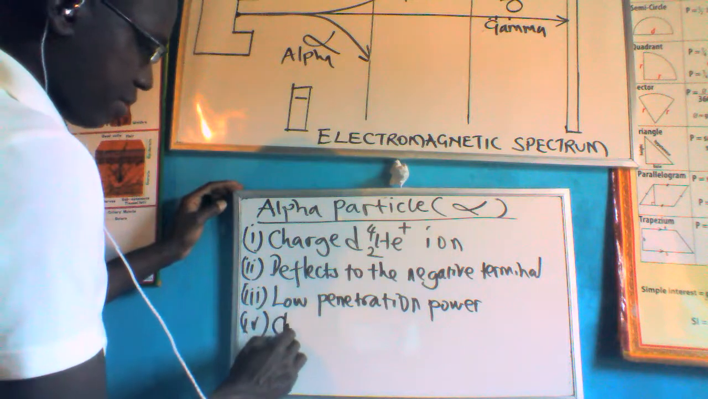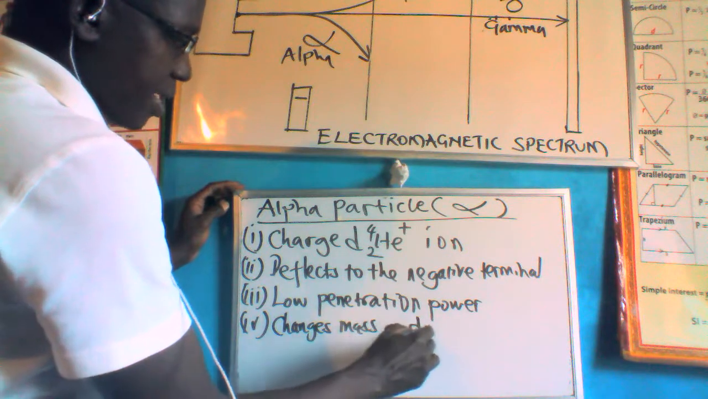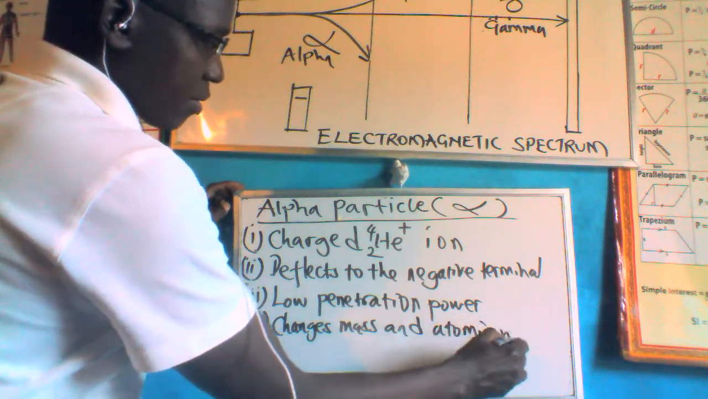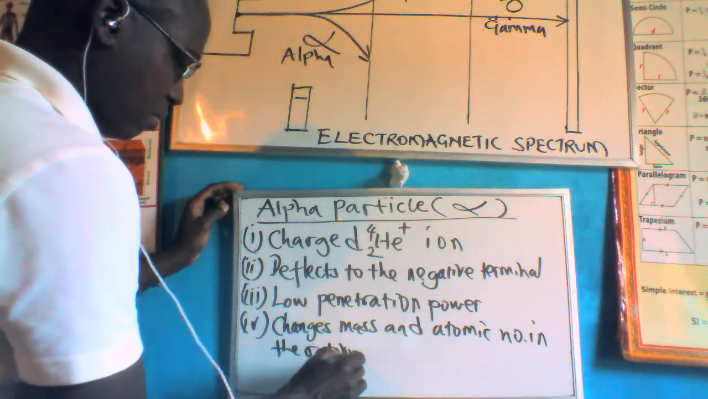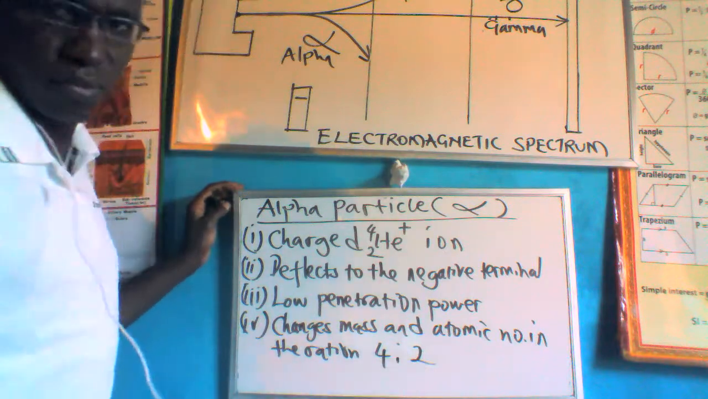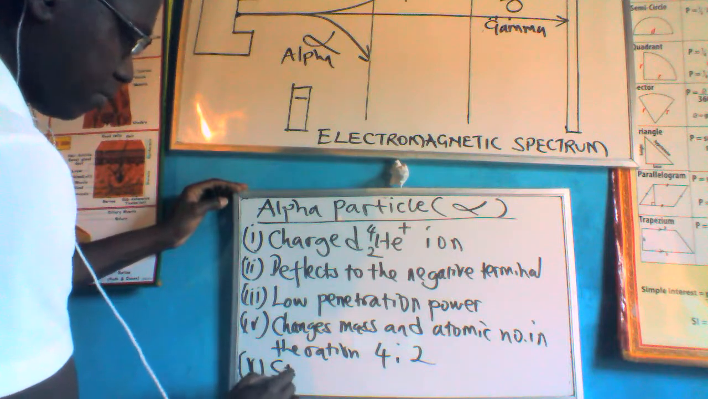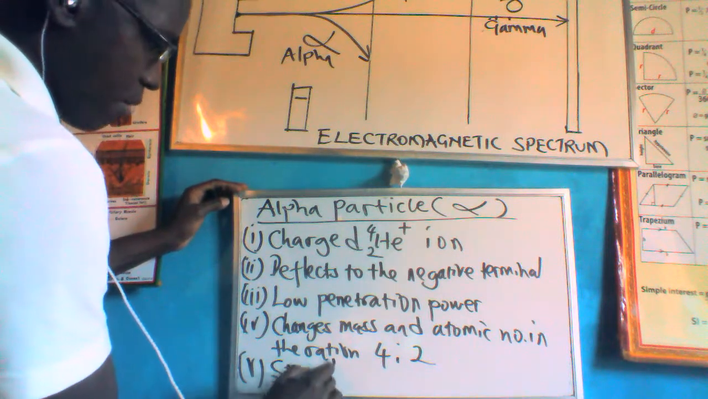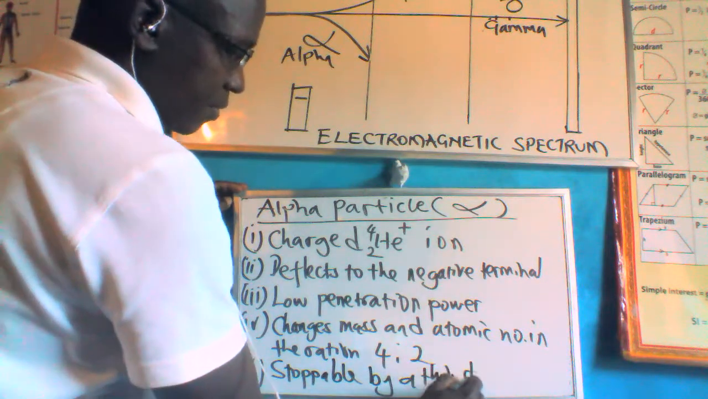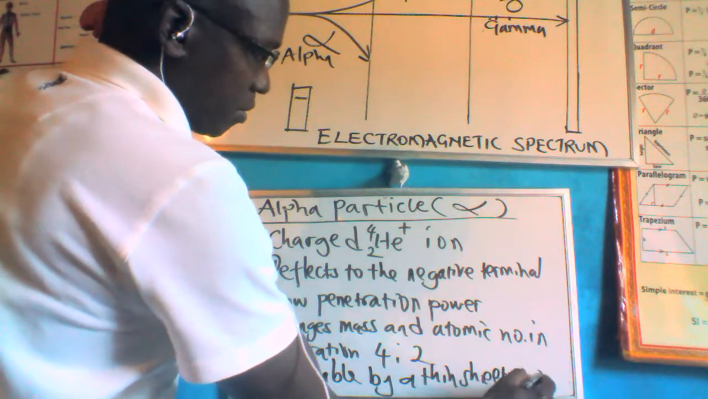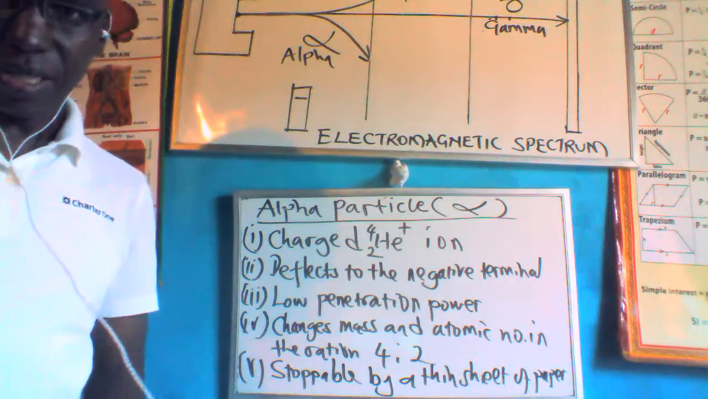So it changes mass and atomic numbers in the ratio 4:2. And number 5, it is stoppable by a thin sheet of paper, simply because of its low intensity.